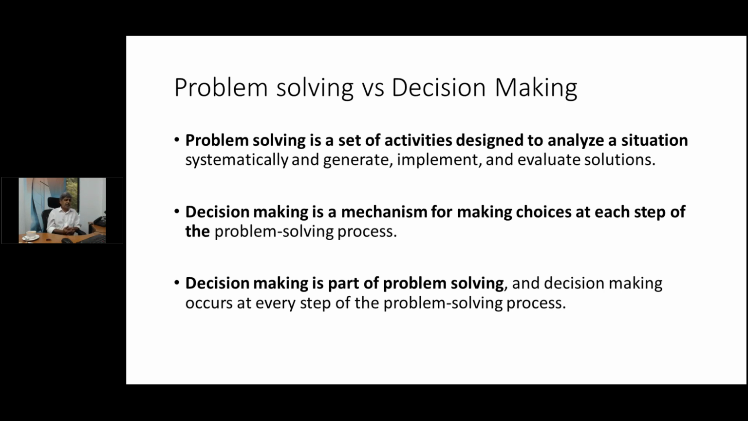Whereas decision making is a mechanism for making choices at each step of the problem solving process. As I mentioned earlier, we have different solutions to one problem, and we need to identify the best one. That is the decision making we are talking about here. So these are the choices. Decision making is a part of problem solving, and it occurs at every step of the problem solving. I just pointed out this thing.